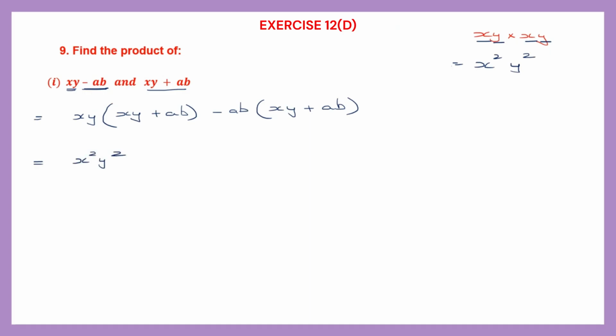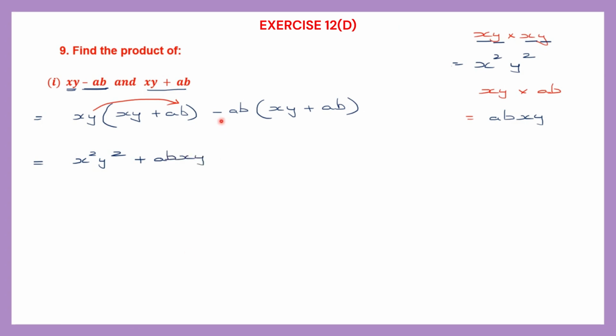Now let's multiply xy into plus ab. So xy into ab. So here we have one letter of each. We have 1x, 1y, 1a and 1b. So let's start in the alphabetical order. A, B, X, Y and the sign is plus. So here this will be ABXY.